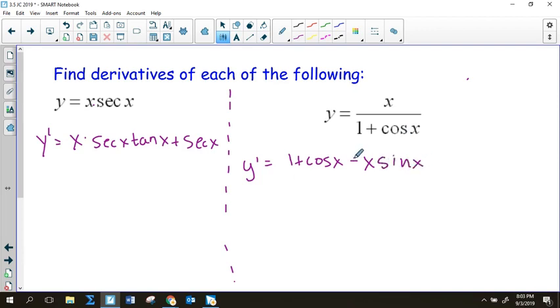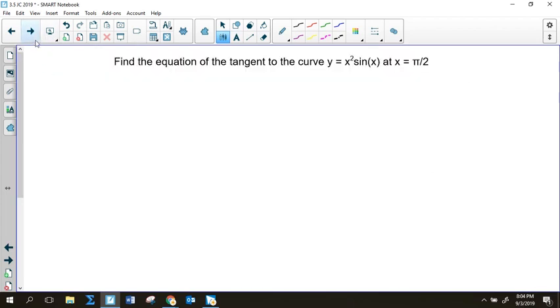I'm going to go ahead and make two negatives into a positive. And then the denominator is just going to become squared. So this is your final derivative for that one. So really not that cumbersome, just have to know your derivative rules.